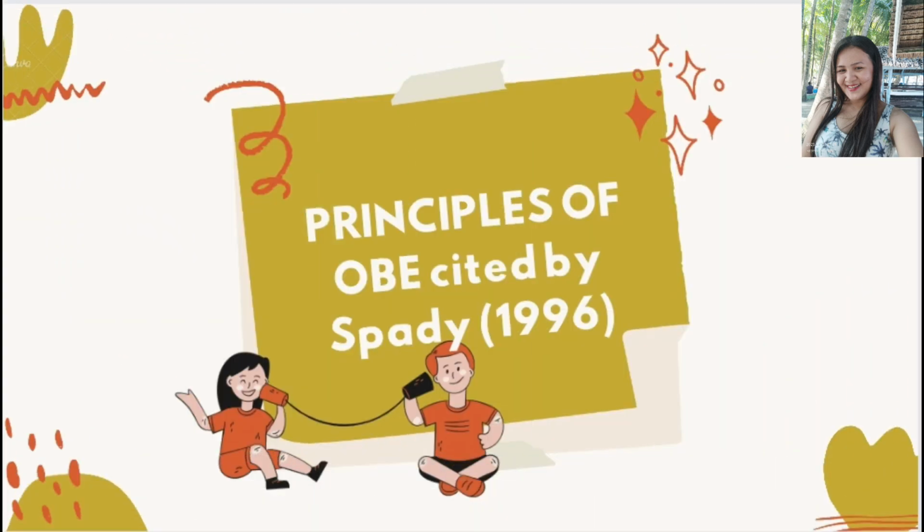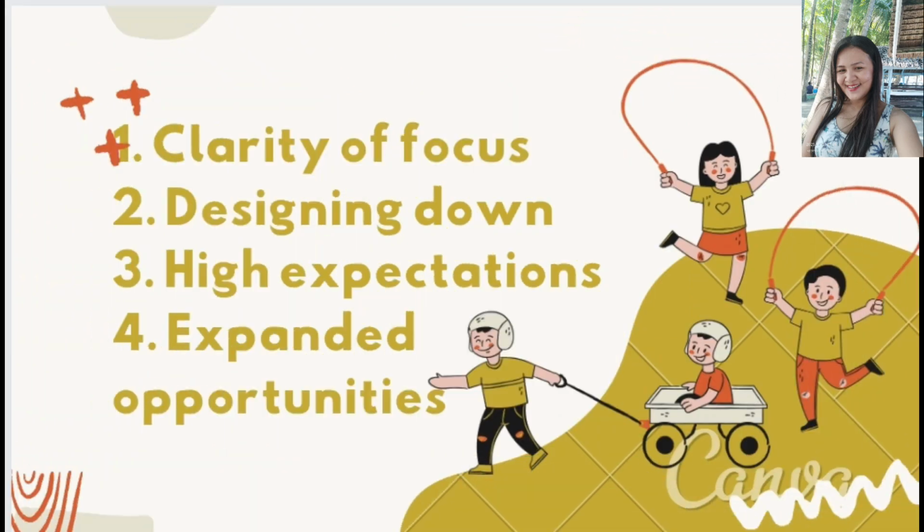So I guess I have clearly discussed to you the four different levels of outcomes. Now let's proceed to the principles of OBE cited by Spady in 1996. Same as the different levels of outcomes, there are also four principles of OBE. The first one is clarity of focus, the second one is designing down, third one is high expectations, and the fourth and last one is expanded opportunities. So let us now discuss it one by one.